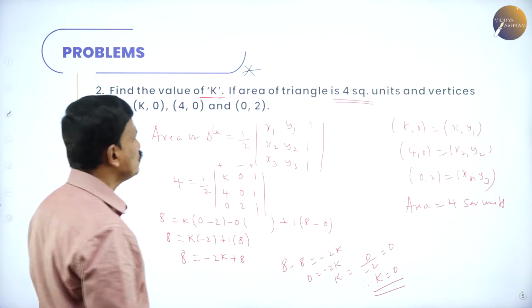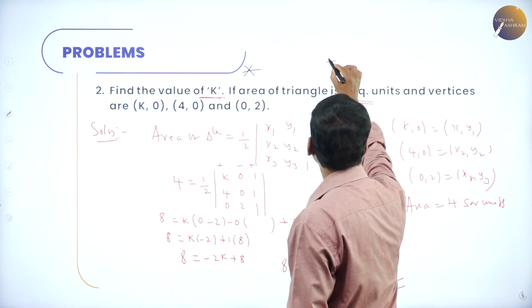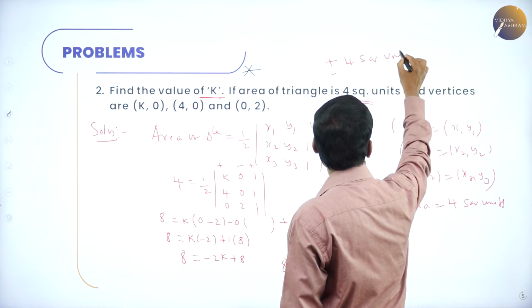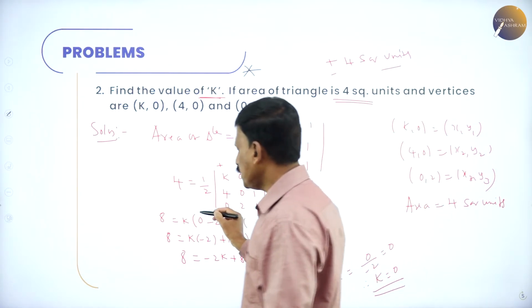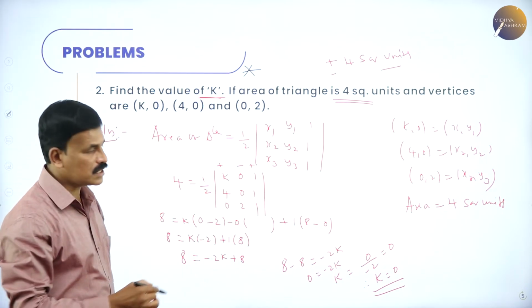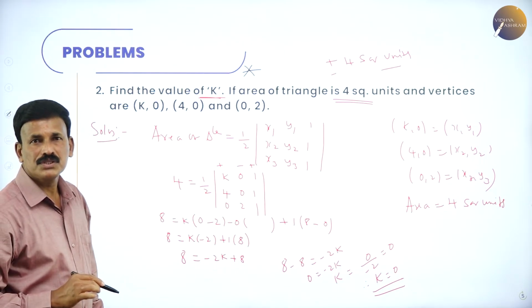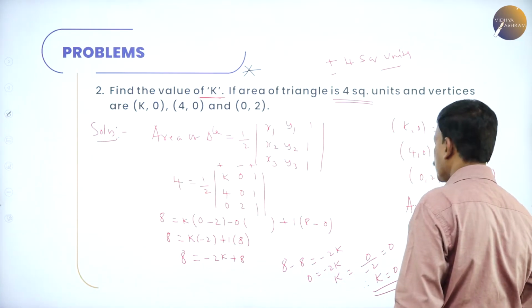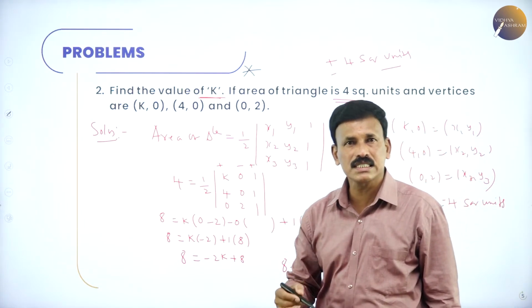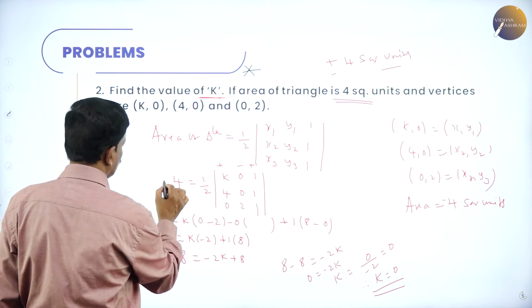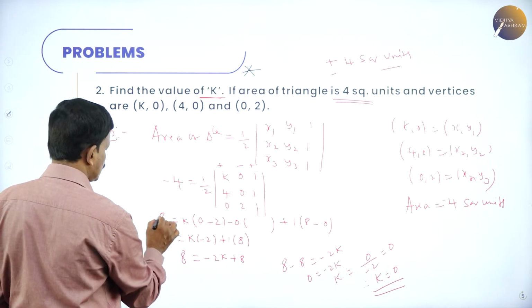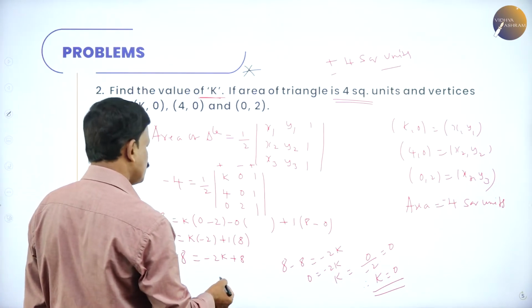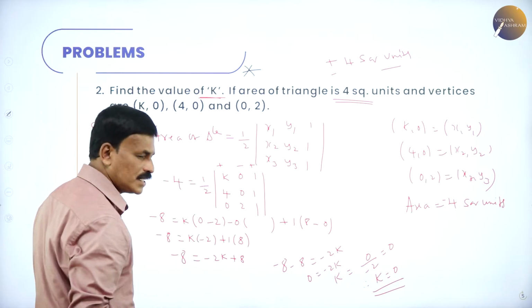In the same problem, they may ask if the area is equal to plus or minus 4 square units. Then if it is plus, you are going to get this as 0. Suppose the area is equal to minus 4. If I take area is equal to minus 4, the negative sign indicates the area is decreasing, that's all. So if this is minus 4, then 4 into 2, this is minus 8, and minus 8 minus 8 becomes minus 16.